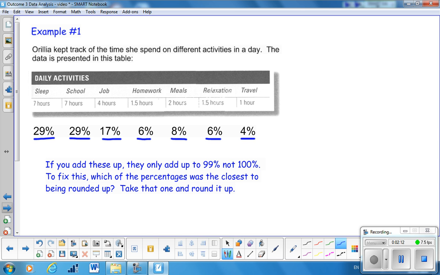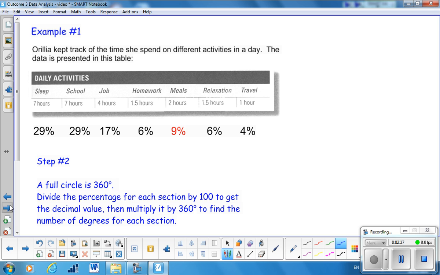If we add these up, they only add up to 99% and not 100%. To fix this, which of the percentages was the closest to being rounded up? Take that one and round it up. The percentage of time spent on meals would be the one that would be closest. And so we're going to round that up to 9, and you can see that I've changed it here.